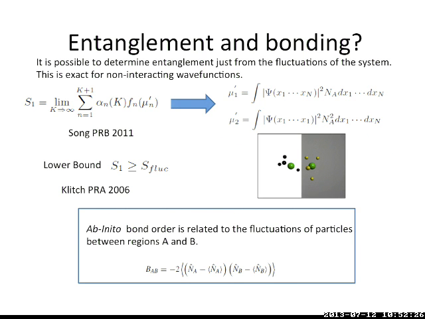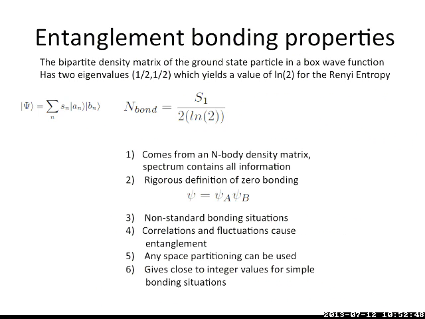So at the very least, maybe I can make this more formal, but there is some connection between that. And it's largely because for non-interacting systems, there's not much more than fluctuations between both sides that you're going to get in bonding. I mean, there's no correlations. So this is kind of a neat definition for what bonding is in the non-interacting case.